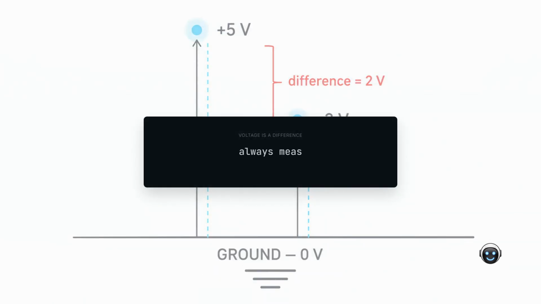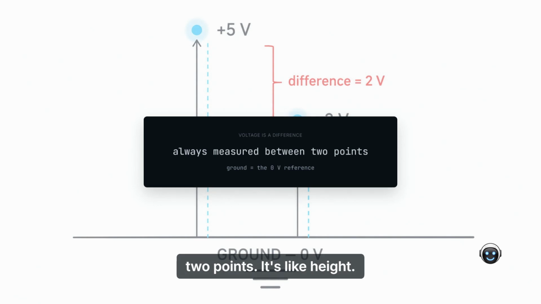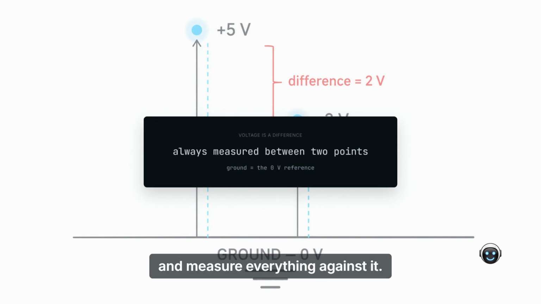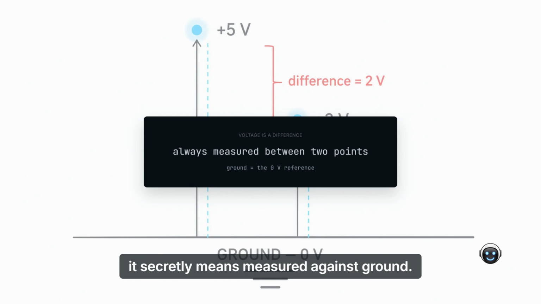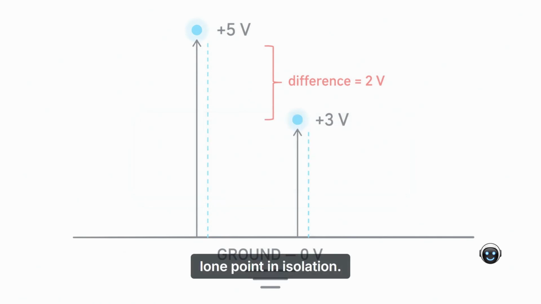One crucial catch. Voltage is always a difference between 2 points. It's like height. High compared to what? We pick a reference, call it ground, 0 volts, and measure everything against it. When a schematic labels a voltage at a single point, it secretly means measured against ground. There is no voltage at a lone point in isolation.